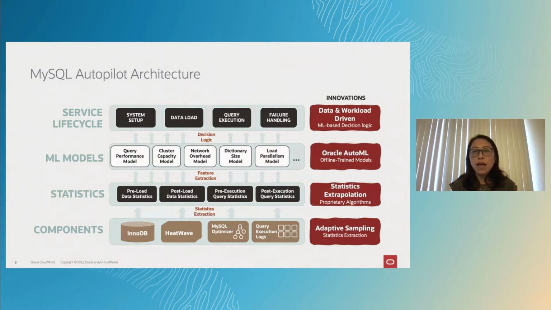And all these machine learning models are based on our AutoML capability that allows us to quickly train models offline, and then allows us to update models as our service grows.